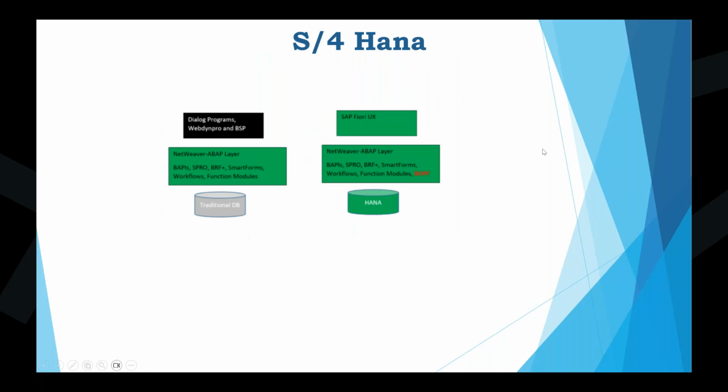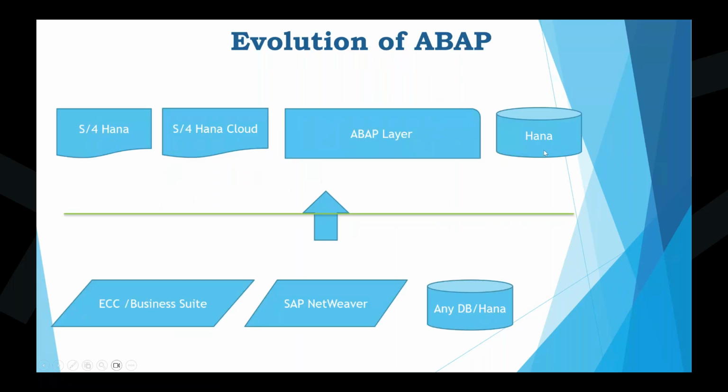Let's go further. We discussed the techniques which have come into the SAP world from the starting date till date. Now we'll discuss the evolution of ABAP. In the older approach, we used to have the ECC business suite, with user exits, BAdIs, BAPIs. All these things were in the older approach. We used to install SAP NetWeaver Gateway, and we used to have an Oracle DB.